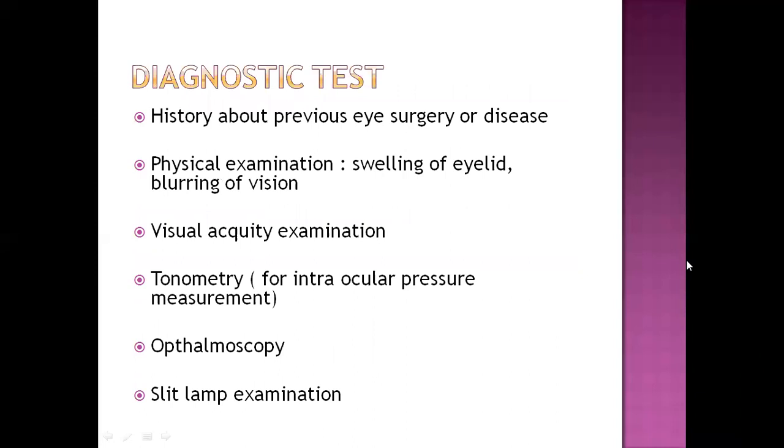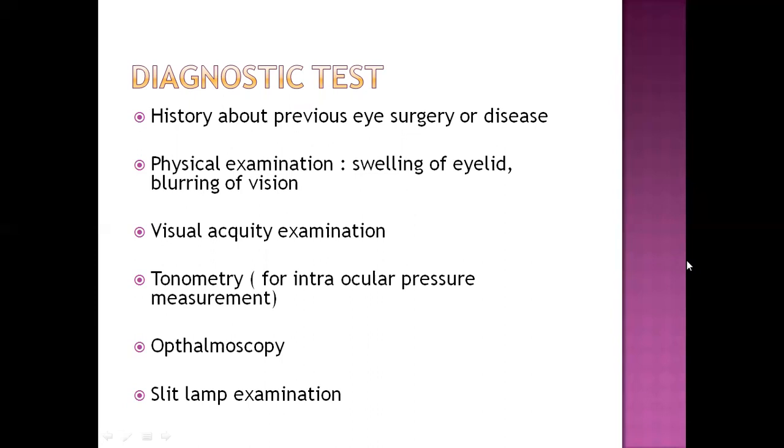Diagnostic tests for glaucoma can be, first of all, history, because this is related to previous eye surgery, previous systemic disease as we learned back in etiology, or family history. In physical examination, patients who are suffering from signs and symptoms can have swelling of eyelids and blurring of vision.